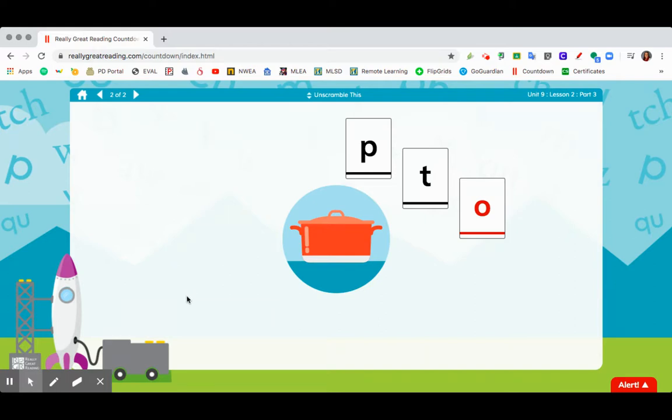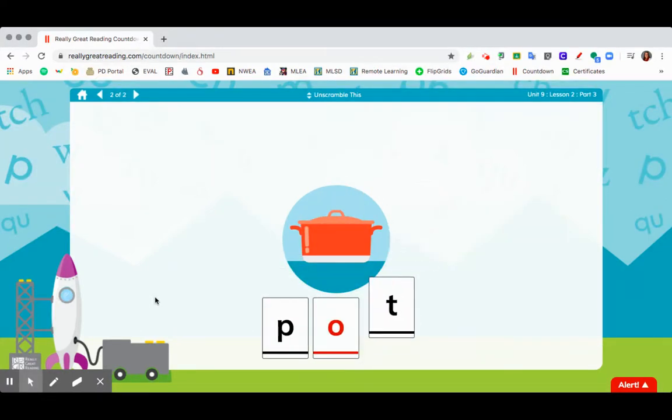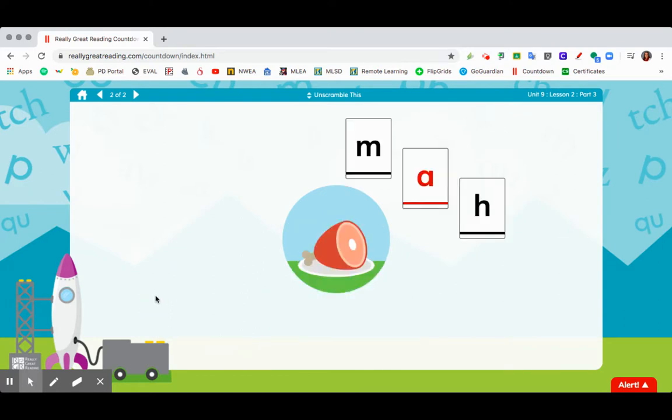Pot. Stretch it out. P-O-T. Pause the video and write the word pot on your whiteboard. Ham. H-A-M. Ham. Pause the video and write the word.